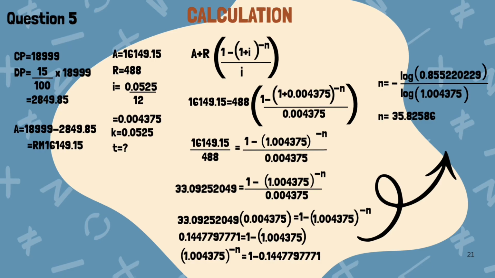N is approximately 35.82586. Therefore, the number of periods N is around 36 months.